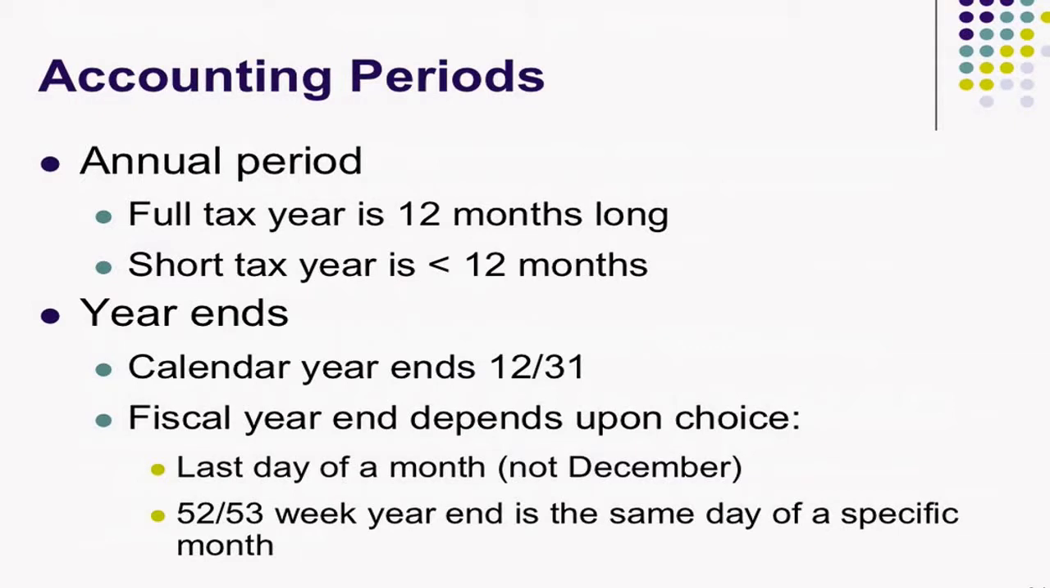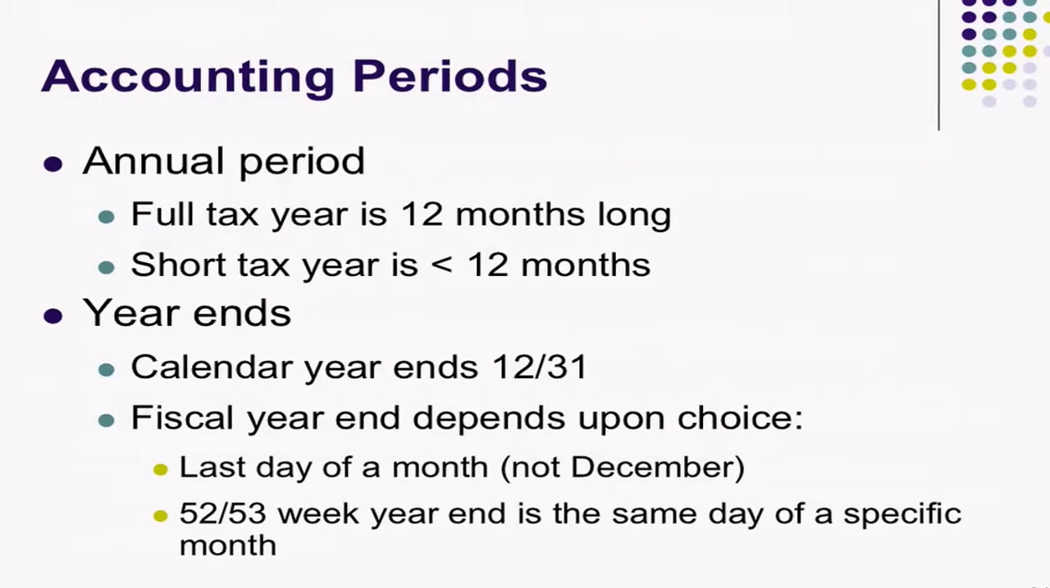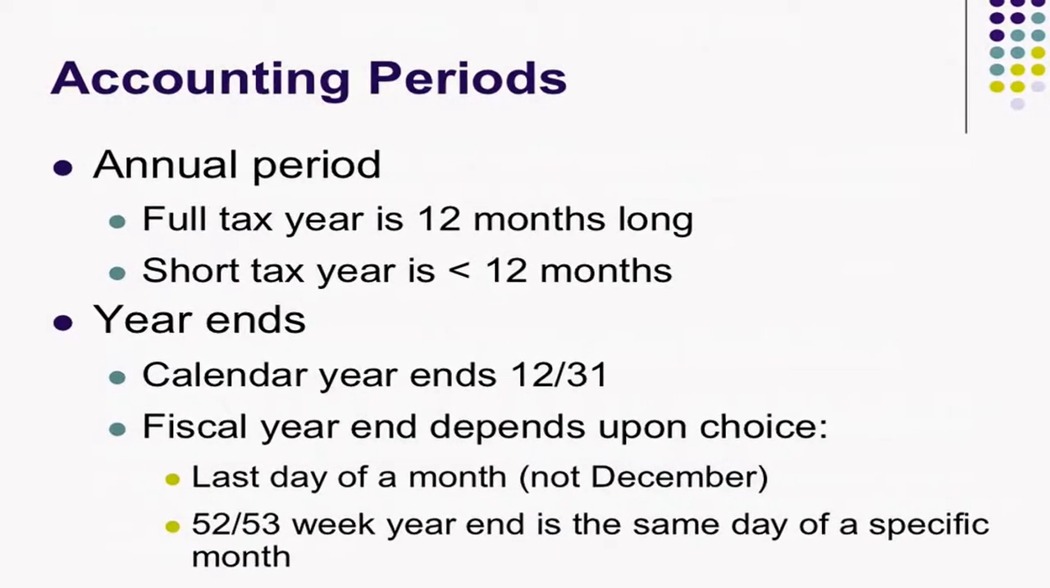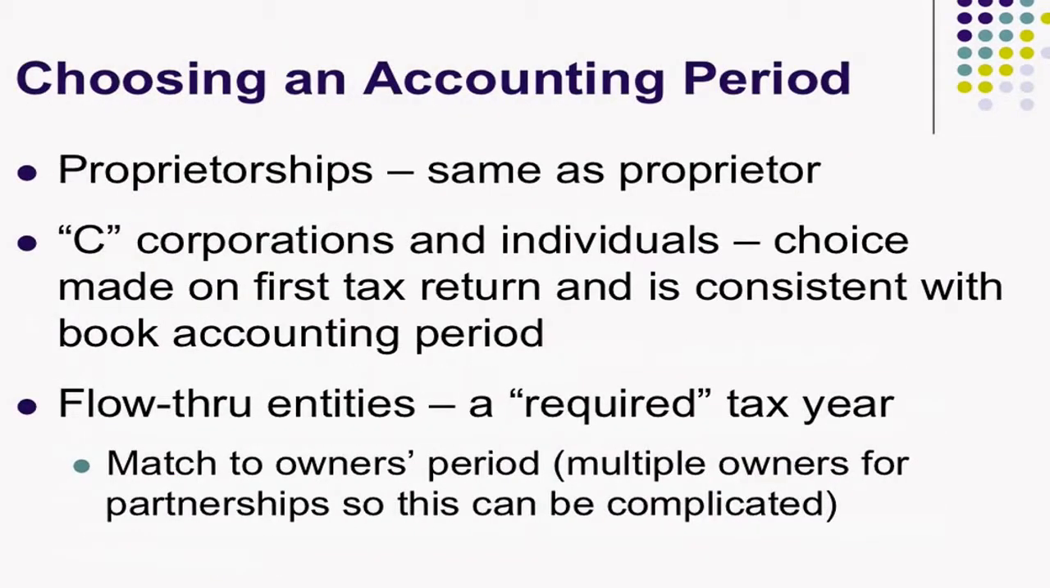And then there's also 52, 53 week year ends. Some companies use those as well, but mostly what you'll get are fiscal years that end on a month somewhere different than the end of the year. Okay. How do you do it? How do you pick an accounting period? It's almost dictated for you in a way by choosing an accounting period.